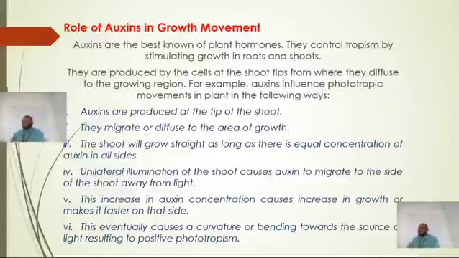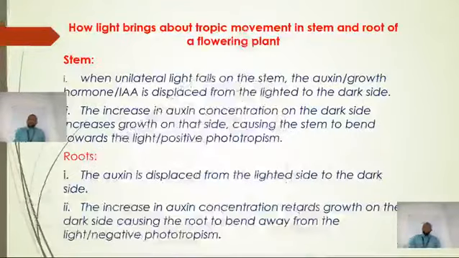Now the auxin is accumulated at that side, so increase in growth will take place. And then it will cause what? A curvature, which makes the plant bend towards the direction of light. This eventually causes a curvature or bending towards the source of light, resulting in positive phototropism. Now, what will happen to the roots? It will be negative phototropism. That is just the role of auxin.